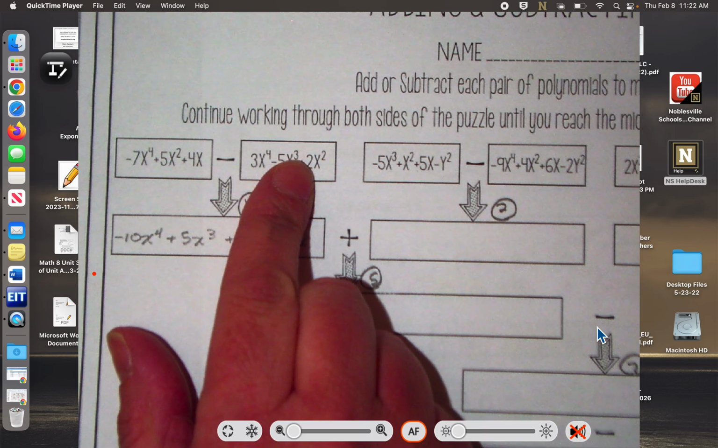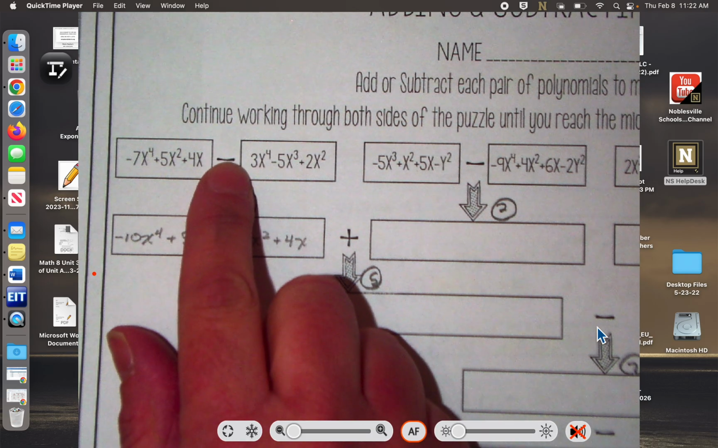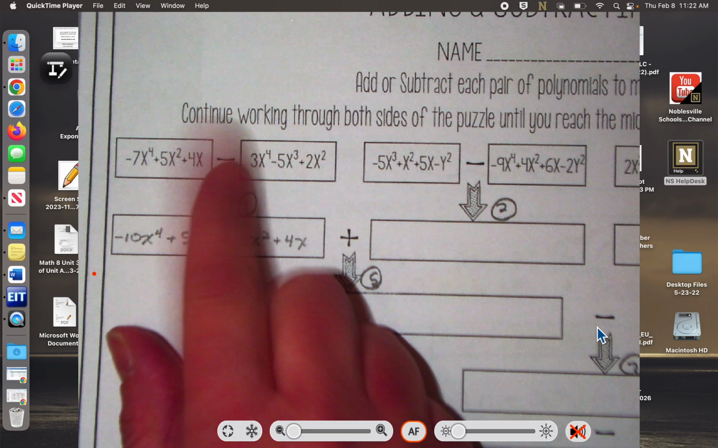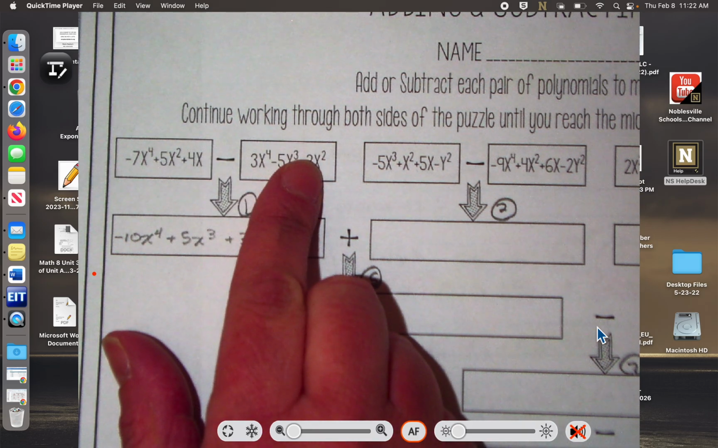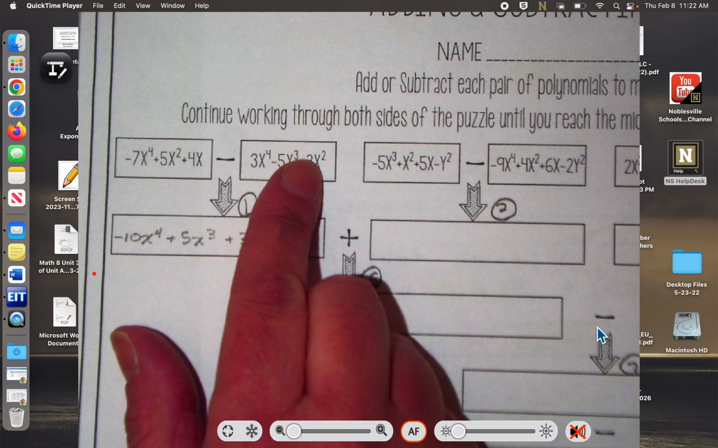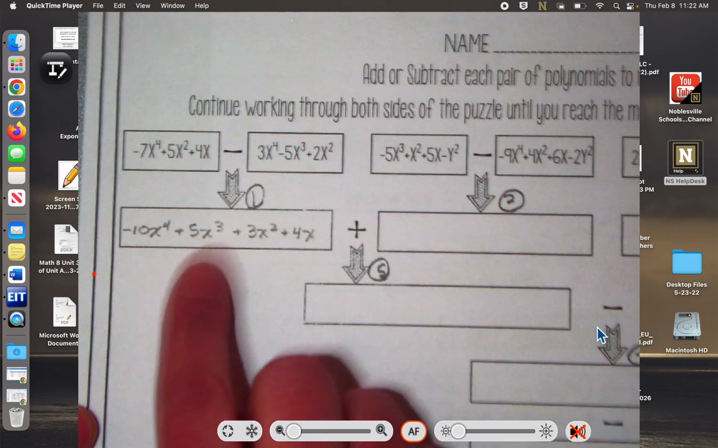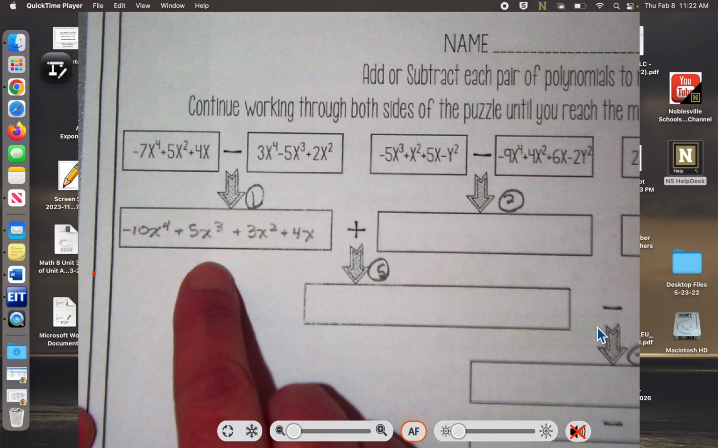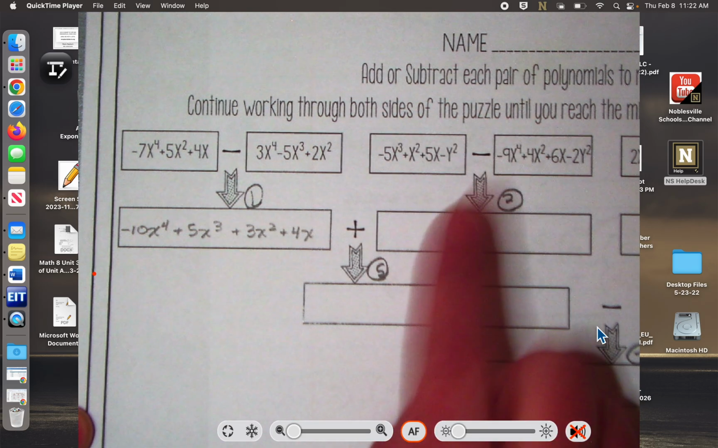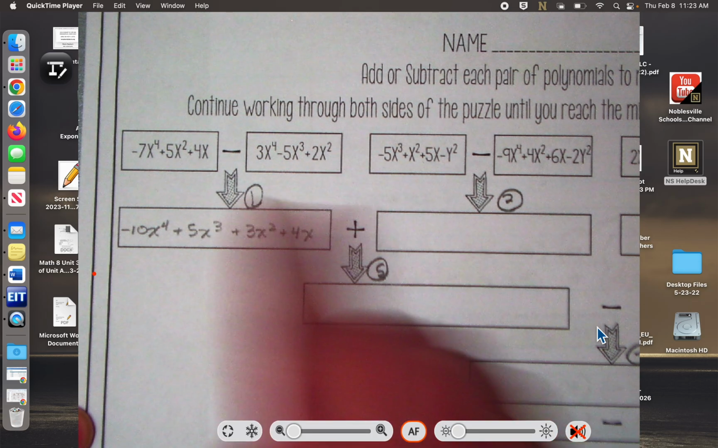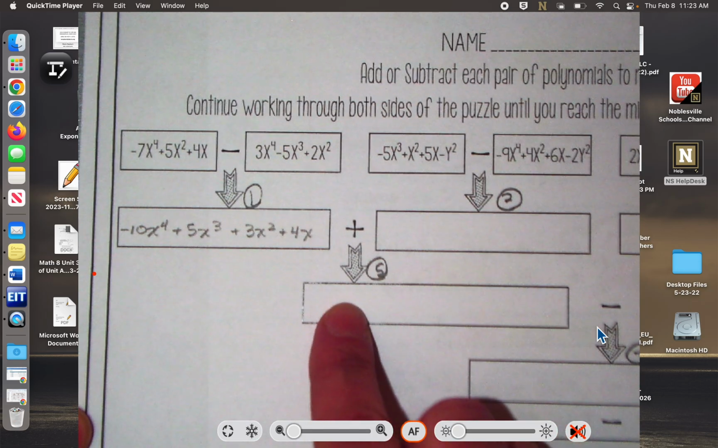Please, please, please pay attention to the addition or subtraction. Okay? I highly encourage you, number 1, to rewrite these problems on a separate piece of paper. And number 2, to color code. I can't force you to do either of those things, but I would highly encourage you to do that. So when I combined these, I got this answer. When you combine these, you're going to get this answer. You're going to use both of these answers to get this answer.